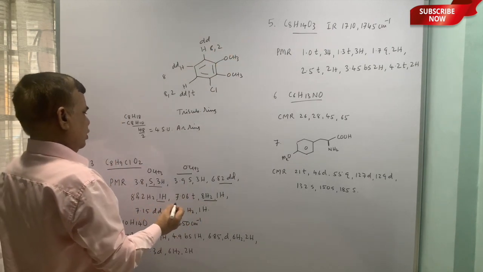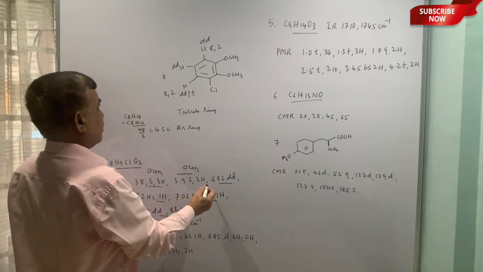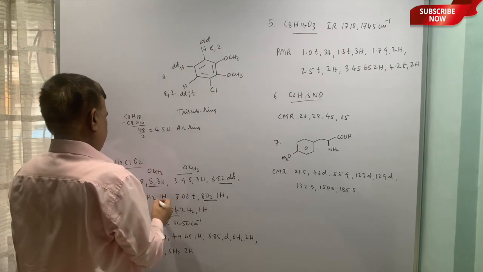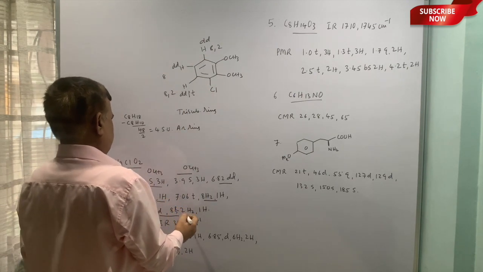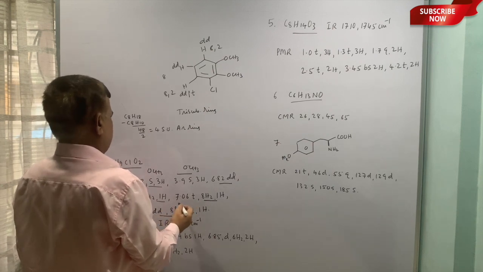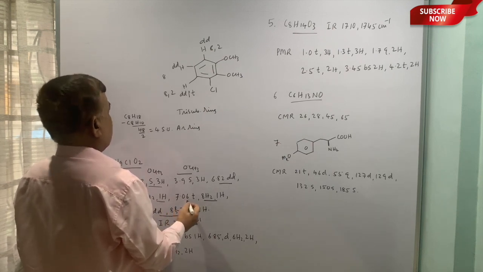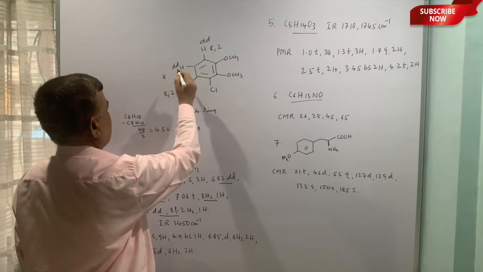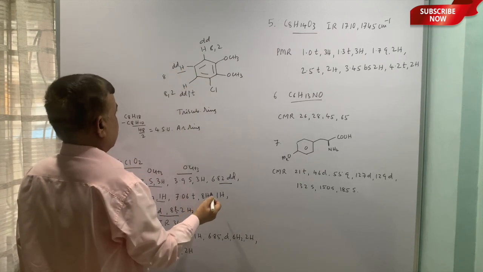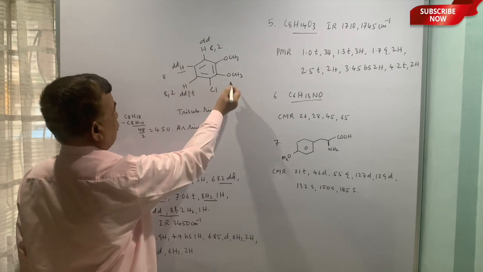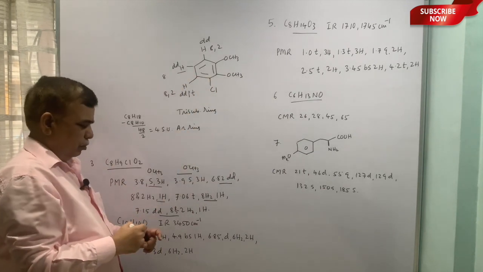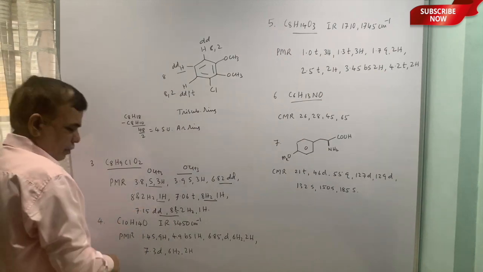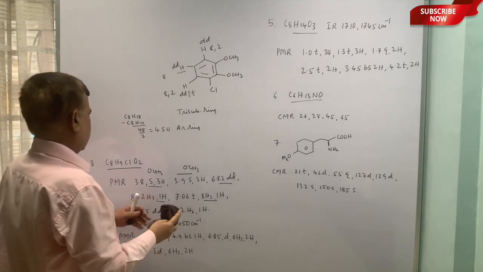The one which is closer to OCH3 is 6.82. The one which is closer to halogen is 7.15 and 7.06 is this one. So the central one with the 8 Hertz coupling, para to 1 donor and meta to halogen and OCH3. So this is the overall answer for the problem number 3.